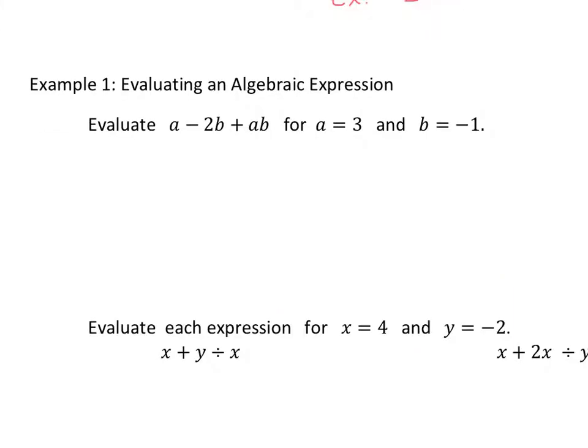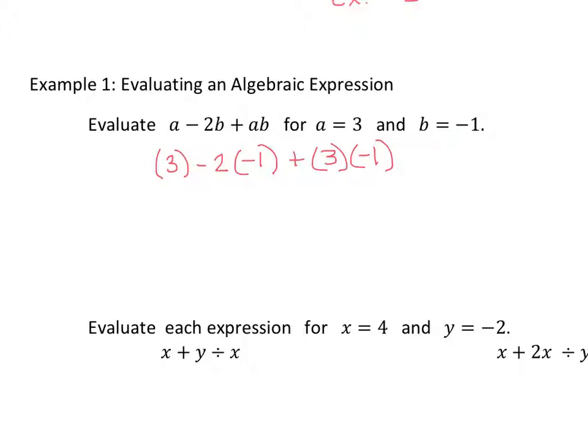Let's practice. So we've got this expression, a minus 2b plus ab, for a equals 3 and b equals -1. We need to evaluate. So everywhere there's an a, we're going to plug in 3. Everywhere there's a b, we're plugging in -1. So we've got 3 minus 2 times -1 plus 3 times -1. I'm going step by step on this. If you remember this stuff and you want to write how you're thinking, that's fine. I'm going to write it out step by step.